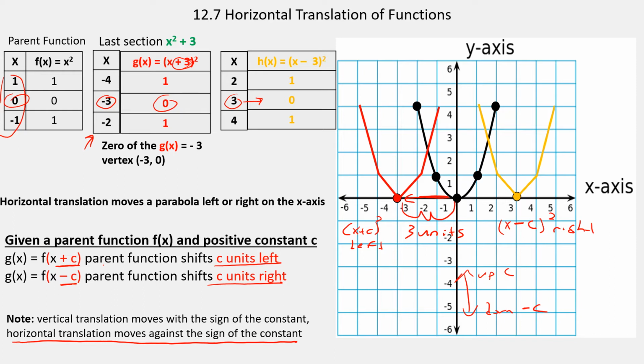So when you see that this is negative, it's going to go to the right. When you see it's positive, it's going to go to the left. And it's shifting on the x-axis.